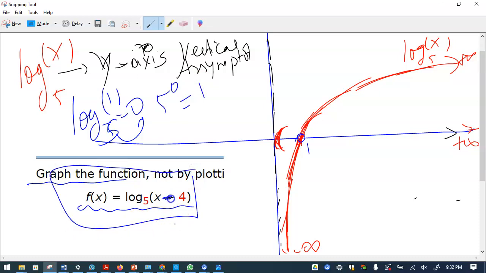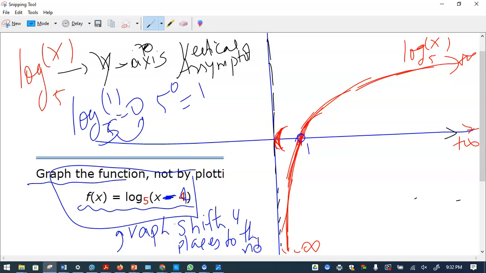And you can see we have seen from previous that whenever you have x minus 4, that means the graph shifts 4 places to the right. So that means if this is the point, and there is a 2, there is a 3, there is a 4, there is a 5, it has to move 4 places to the right.